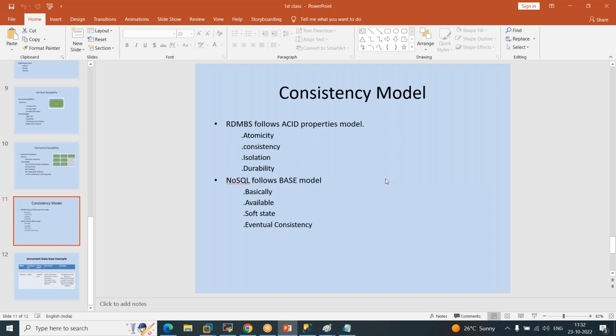So ACID properties, BASE properties, I don't want to just finish them away. We will talk about it.